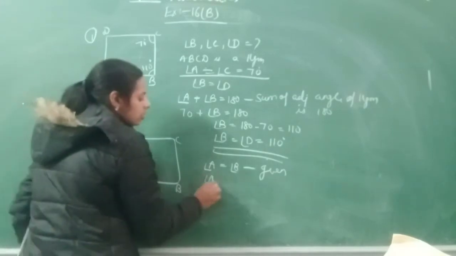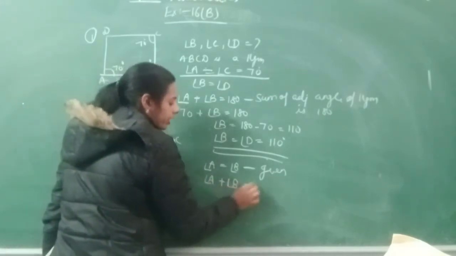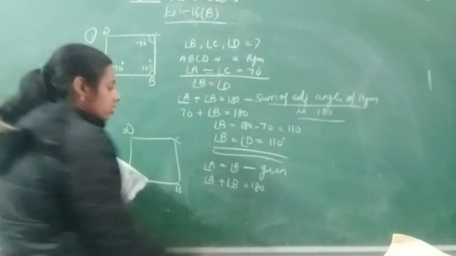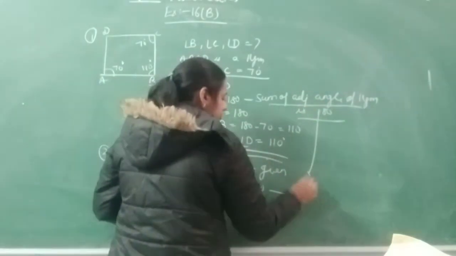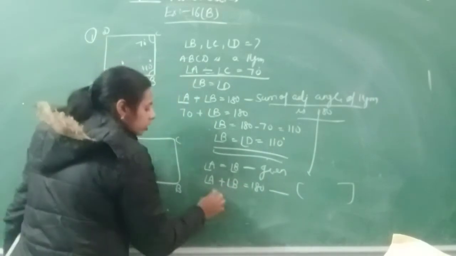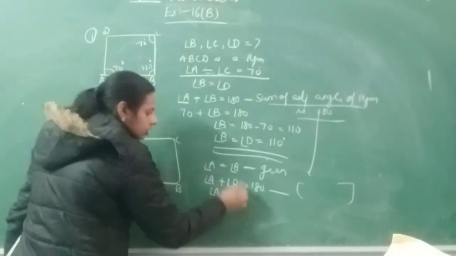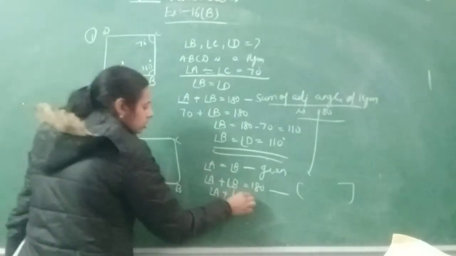As we know that the sum of adjacent angles is equal to 180 degrees. We have already written this reason. With the same reason, angle A and B both are equal. So angle A plus angle A, I just put angle B equal to angle A.